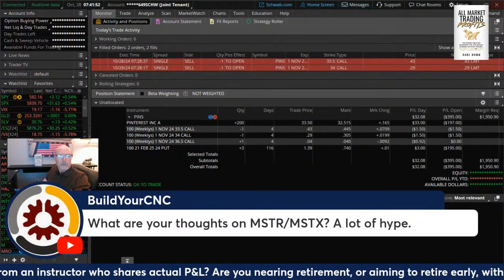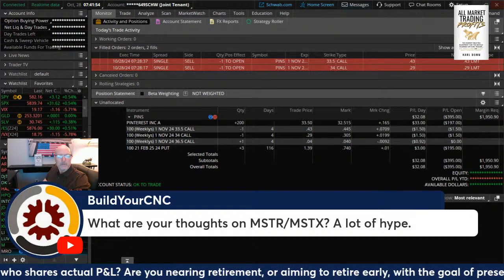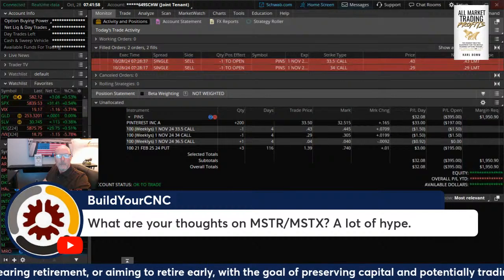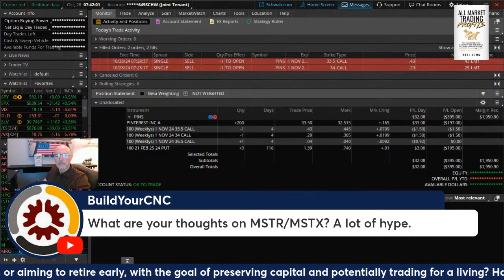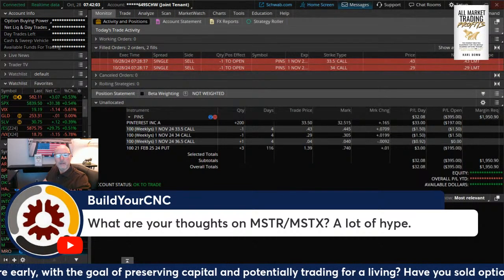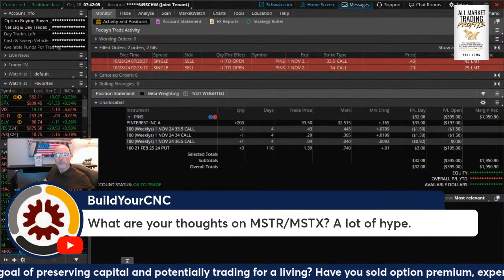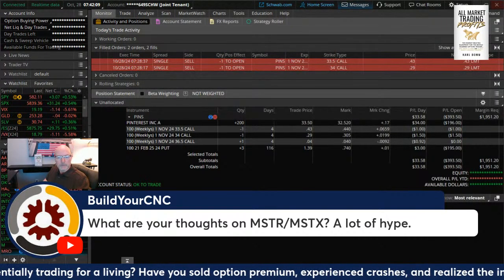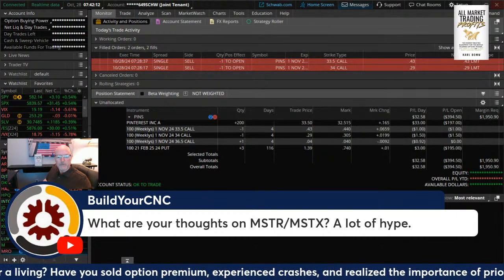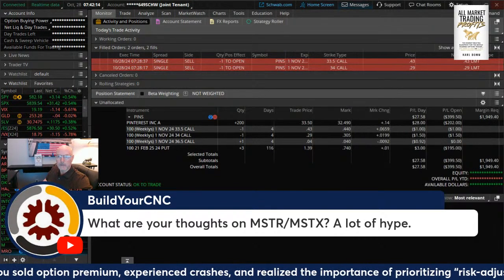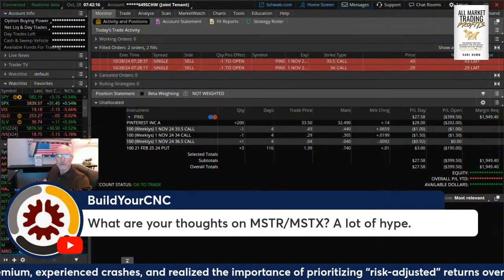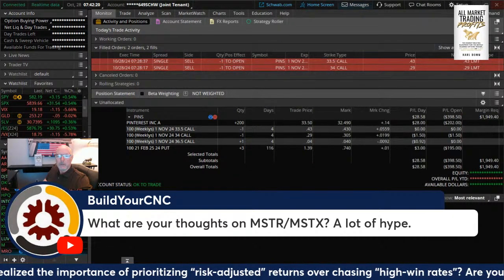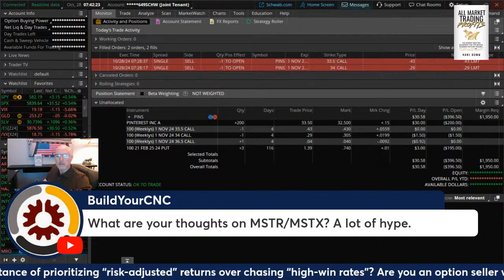What are your thoughts on MSTR, MSTX? A lot of hype. I don't know. You're probably asking me, are those stocks, I'm assuming they're stock symbols, going up? Are they going down? I'm assuming that's what you're asking me, but I'm non-directional, right? So I don't predict what the market's going to do. I capitalize on selling premium, and I have a proven edge.